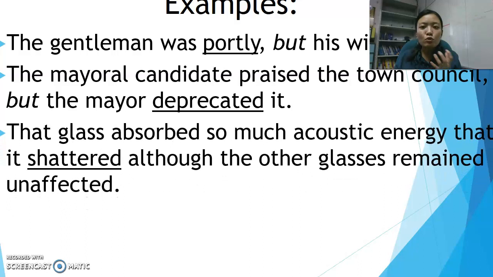The glass absorbed so much acoustic energy that it shattered, although the other glasses remain unaffected. So if the glasses remain unaffected, that means those other glasses did not shatter. They did not break. Nothing happened to them. Whereas for this one, the glass shattered, it broke. So the opposite of unaffected is affected, it broke.